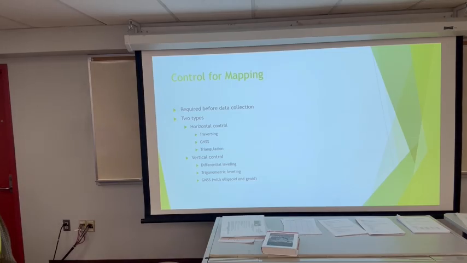Traversing we're familiar with. We did horizontal distances and horizontal angles. GNSS we don't touch in this class, but that's determining positions by latitude and longitude using our geodetic datums, being an ellipsoid and a geoid. The vertical control: you have your differential leveling, trigonometric leveling, and GNSS using the ellipsoid and the geoid.